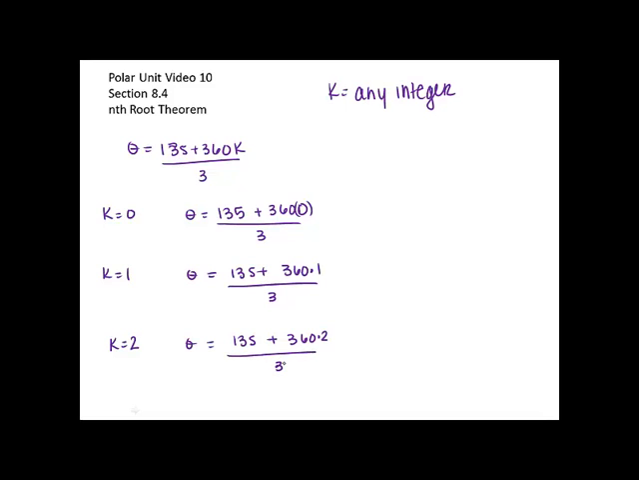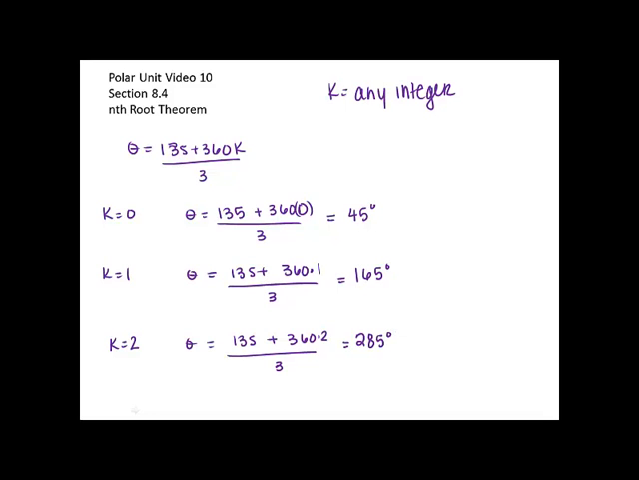So why did I stop at 2? Well, after I calculate these, we'll discuss why I chose 0, 1, and 2. So calculate these using your calculator. Make sure that you enter the entire numerator, hit enter, and then divide by 3. The first one comes out to 45 degrees, the second one 165 degrees, and the last one 285 degrees.